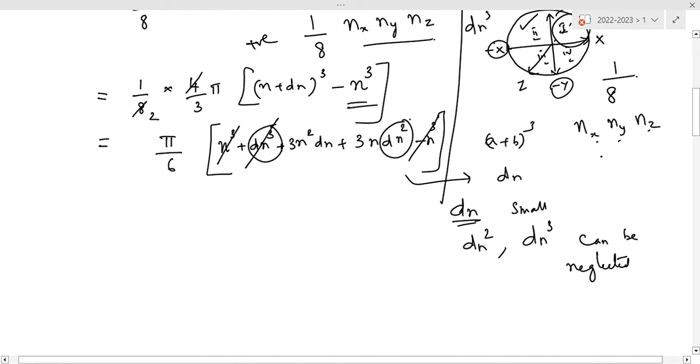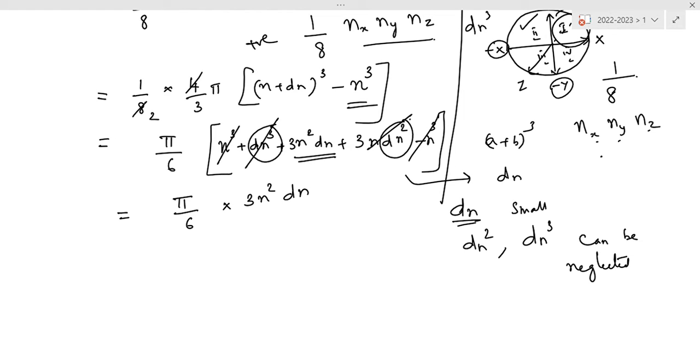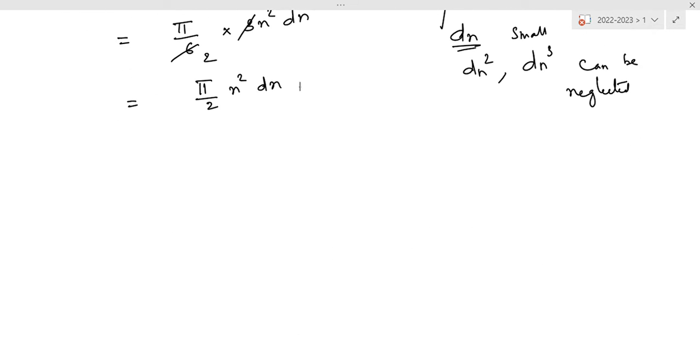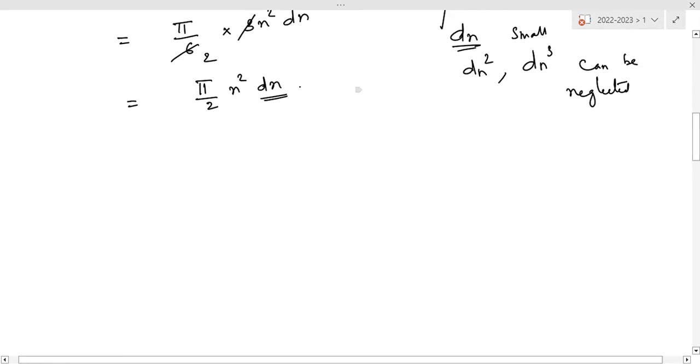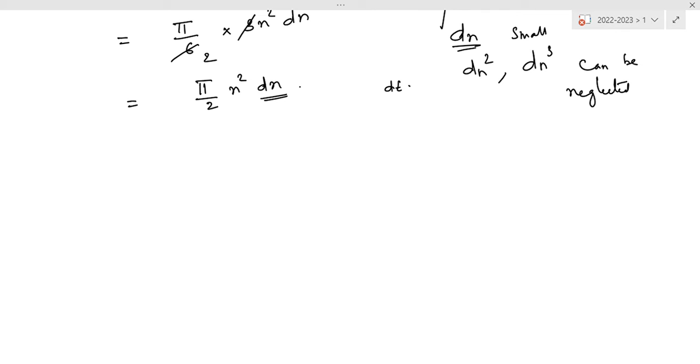So in this formula, even we are simplifying this. Then we have pi by 6, the remaining is 3n square dn. 3 and 6 goes twice here, therefore pi by 2 n square dn. We have the formula to find the number of available energy states of the electron in the interval dn and in the energy interval dE. So the energy of the electron should be considered here. The energy of the electron.